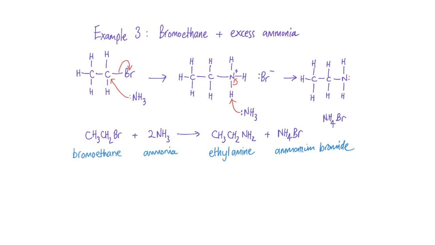other products. That would lead to a secondary amine and a tertiary amine, and sometimes we also get a quaternary ammonium salt. This is something that we'll see in the amines chapter next year, but for now I just want you to be aware that that's the reason that we need to use this excess of ammonia to ensure a high yield of the primary amine.